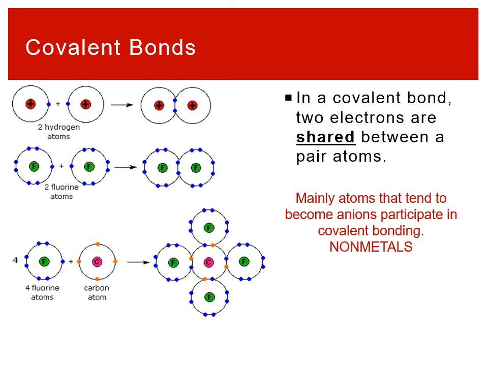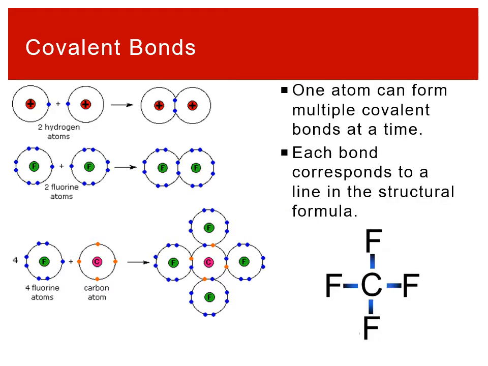This is a property of non-metals, right? Metals only form cations. Non-metals are the only things that participate in covalent bonds. When we form covalent bonds, we're sharing electrons. And not only that, but we're sharing pairs of electrons. So if we look, for example, at this top one, you say you have two hydrogen atoms. They now are linked by sharing a pair of electrons. In the case of, say, two fluorine atoms, they are sharing a pair of electrons.